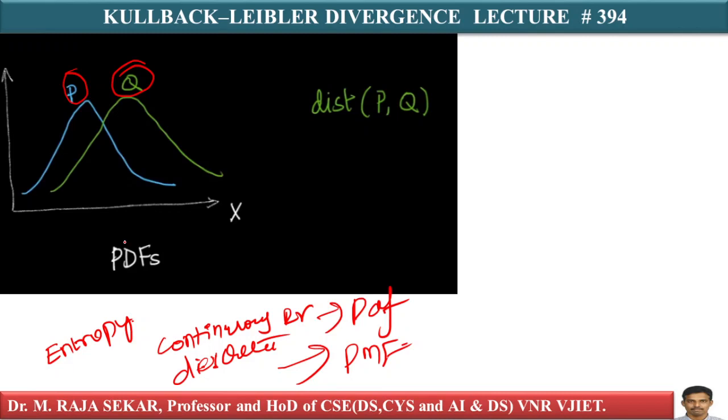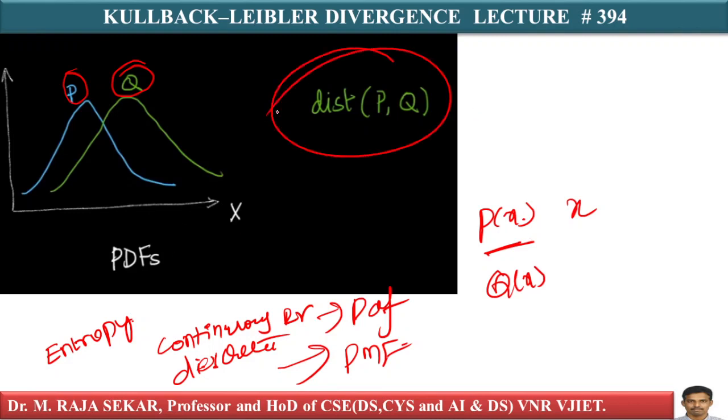Again, remember these two, P and Q, are functions of X. P of X is a probability density function on the continuous random variable X, and Q of X is also a probability density function on the continuous variable X. Given any two distributions, can I compute the distance between P and Q? Our intention is to find the distance between P and Q.